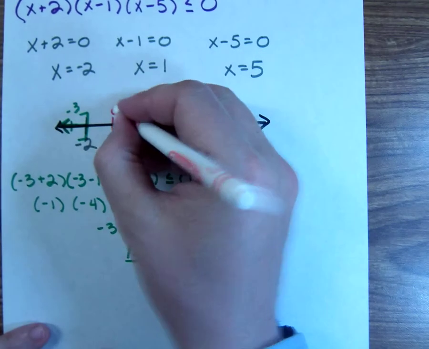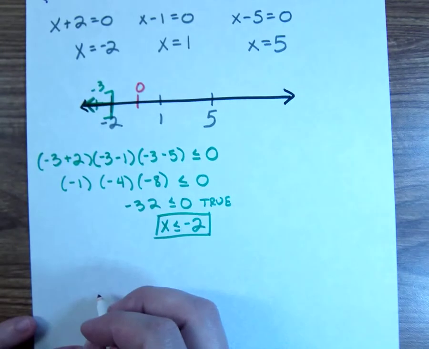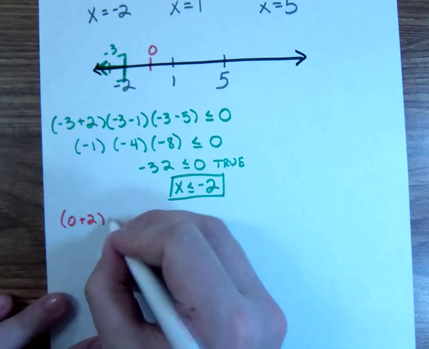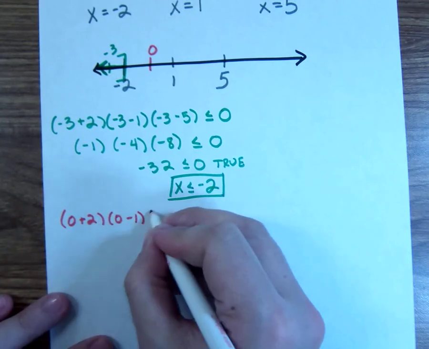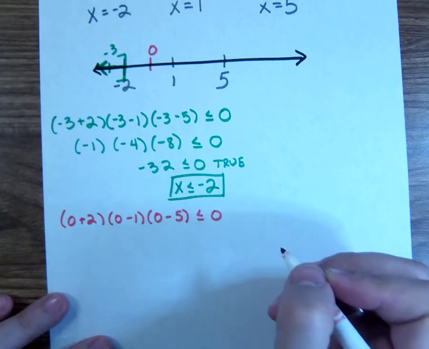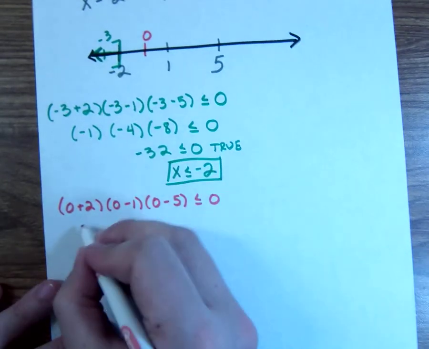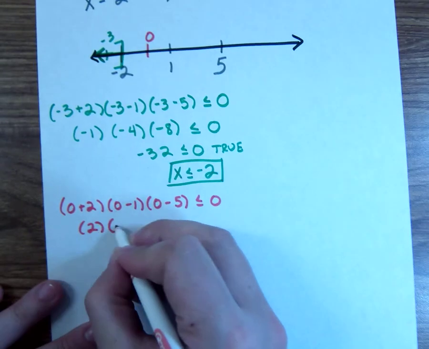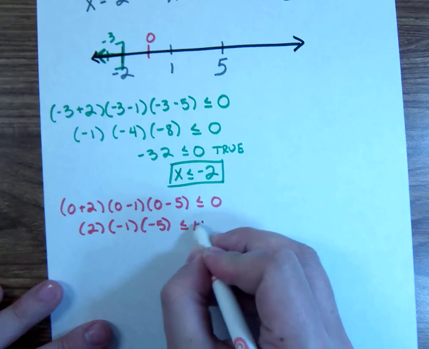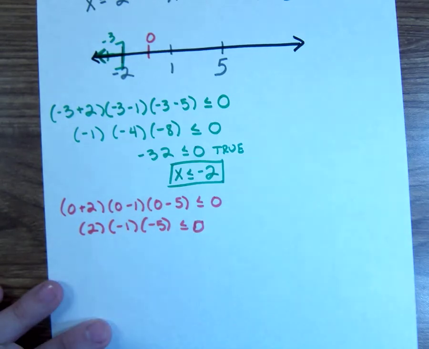So let's pick a number between negative 2 and positive 1. 0 is a good choice. So it'll be 0 plus 2, 0 minus 1, 0 minus 5, less than or equal to 0. So this is going to be 2, negative 1, negative 5, less than or equal to 0. This one's going to be false. Again, I don't even have to do any math.